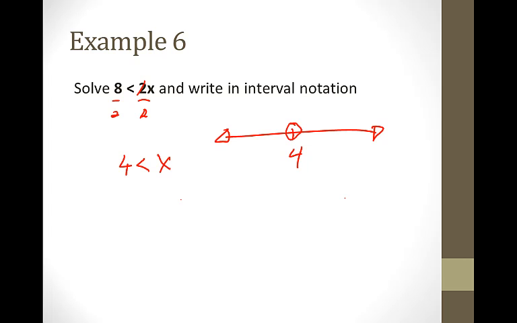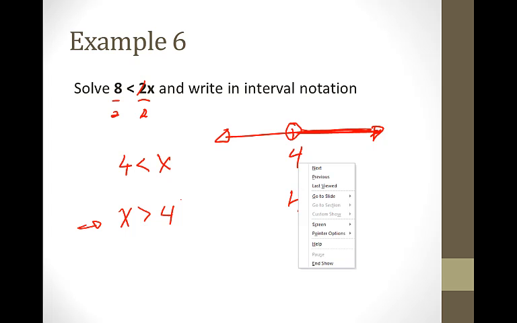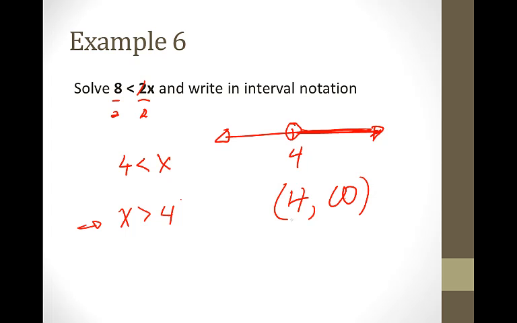This is why I almost always will rewrite these with the variable on the left. So this is x is, and the greater than is still on the x, 4. When you write it this way, it's really easy to see which way to shade. So 4, comma, infinity. Both of them get the parenthesis. So really be careful on those.